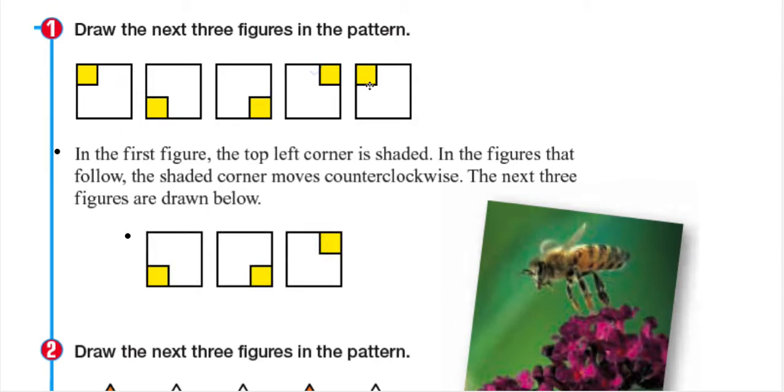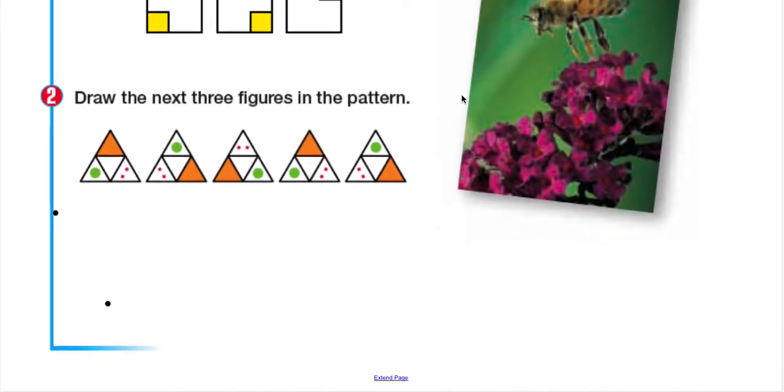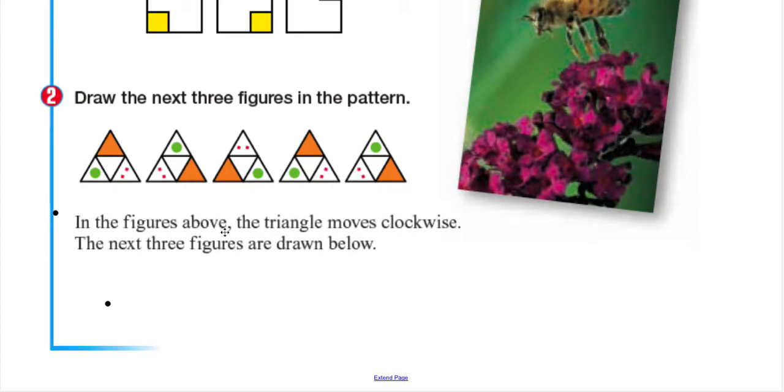The yellow shaded area will go down here, which is this one, and then it'll go to the right, which is this one, and it'll go on top. That's an example of a pattern. In the next example, draw the next 3 figures in the pattern, and take a look at the orange triangle. If you look at that one, the triangle moves clockwise.